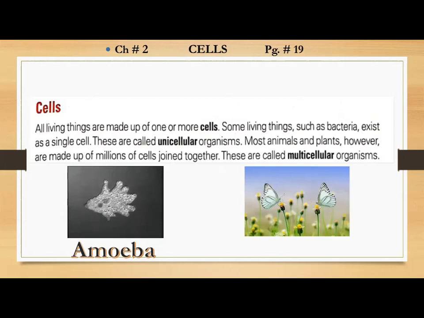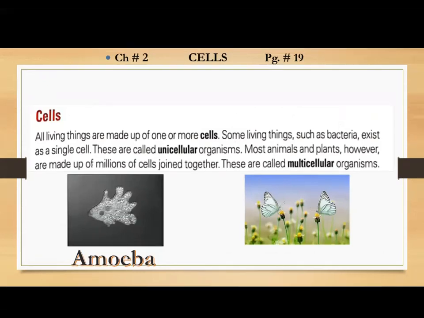They are called unicellular organisms. Most animals and plants, however, are made up of millions of cells. Okay, they are made up of millions of cells, and that is why they are called multicellular organisms. For example, we human beings are multicellular organisms. For example, goat, sheep, buffaloes, and some big plants as well. So their bodies are made up of millions of cells. They are called multicellular organisms.